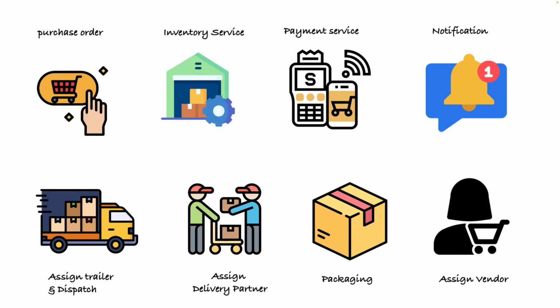Once an order request comes in, the purchase order service will check with the inventory service for product availability. If the product is available, it will proceed with the payment process. After completing the payment, it will notify the user about the order and payment. Next, the order is assigned to a vendor. The vendor picks the order items from the warehouse and packages them securely. After packaging the order, it will be assigned to the delivery partner.